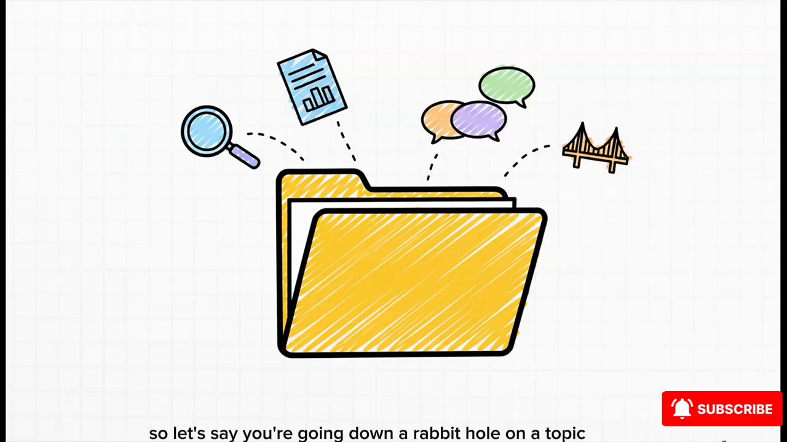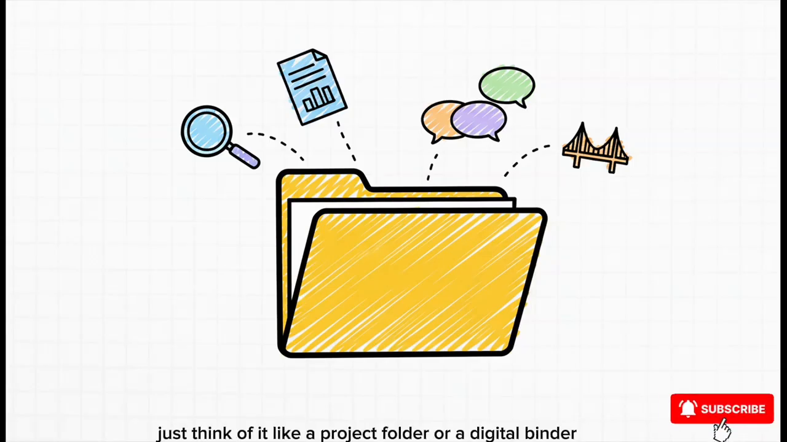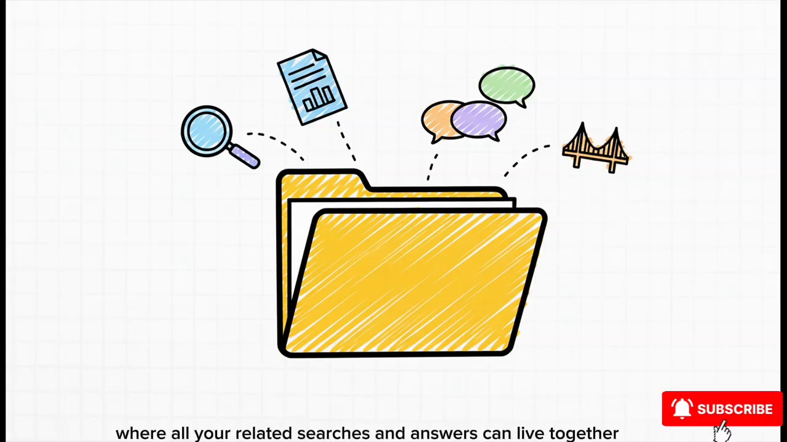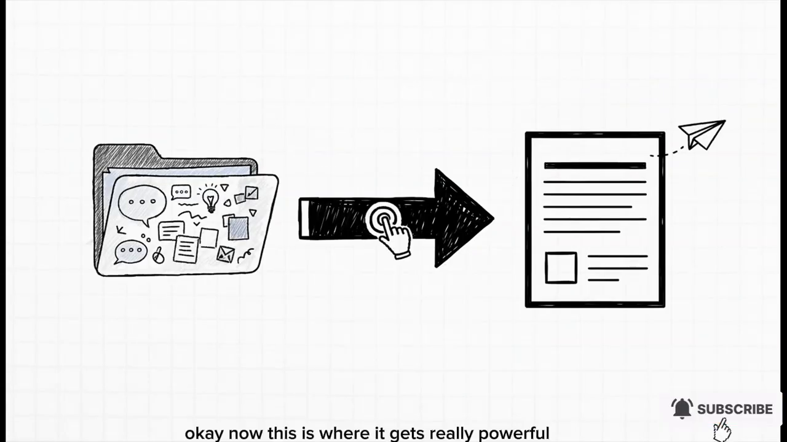So let's say you're going down a rabbit hole on a topic, maybe planning that whole San Francisco trip. You can save that entire conversation to something they call a space. Just think of it like a project folder or a digital binder where all your related searches and answers can live together.